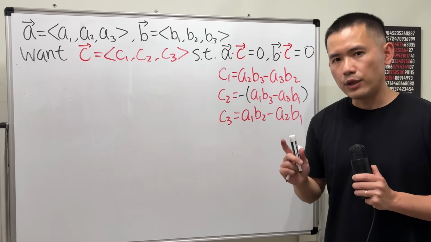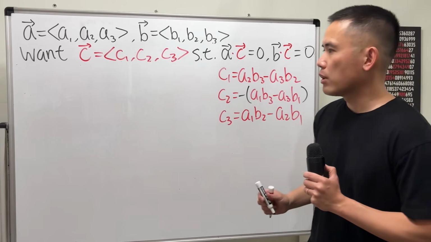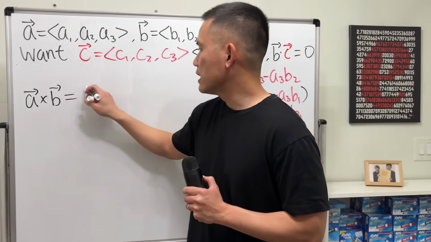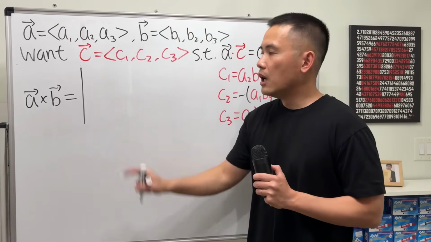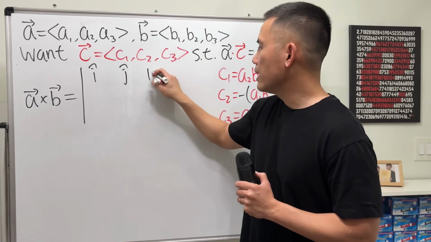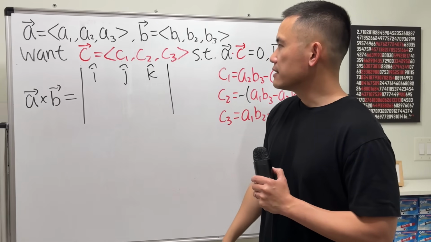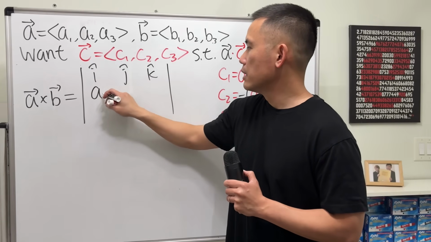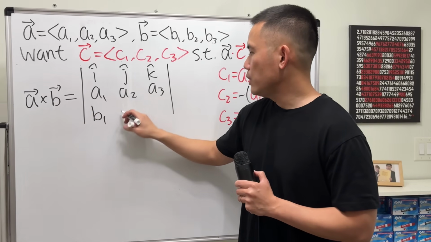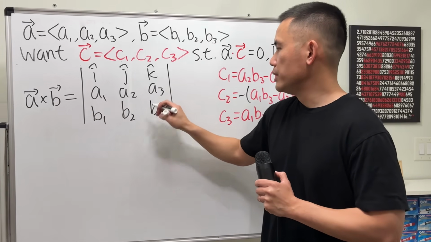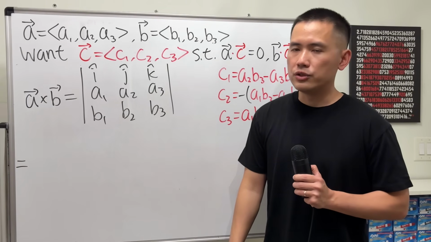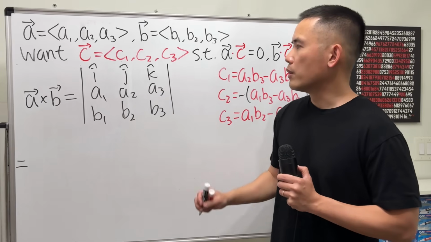Now let's take a look at the usual way that we compute the cross product. When we have A cross B, we first set up a 3 by 3 matrix. The first row is the i, j, k unit vectors, and then the second row is these entries, A1, A2, A3, and then the third row, B1, B2, B3. And to compute this determinant, we will do the cofactor expansion across the first row.